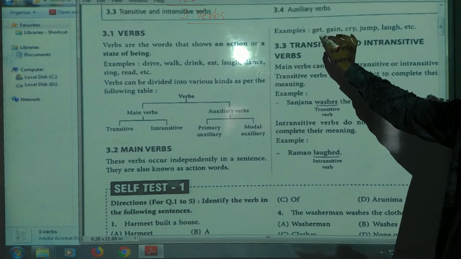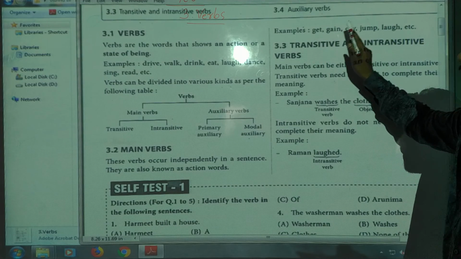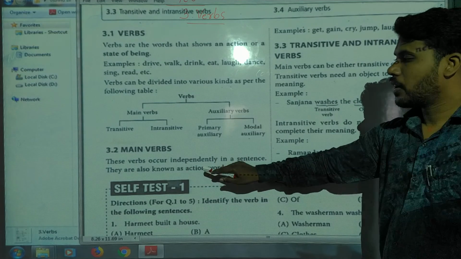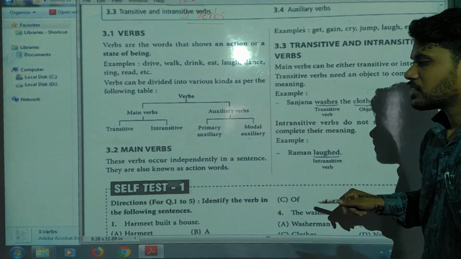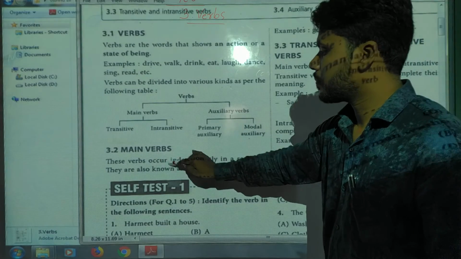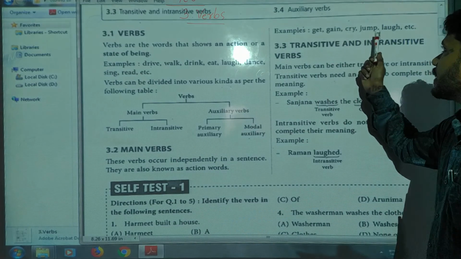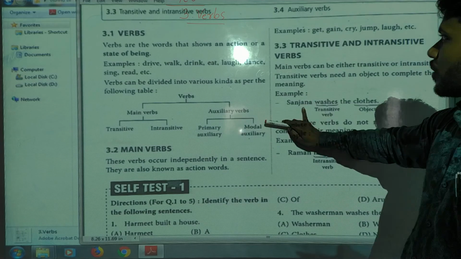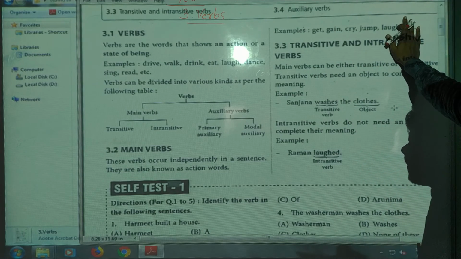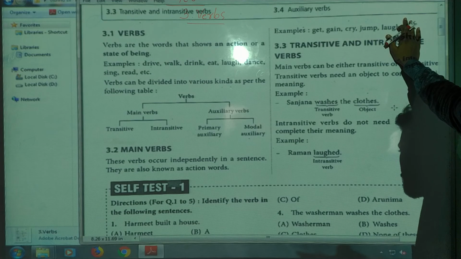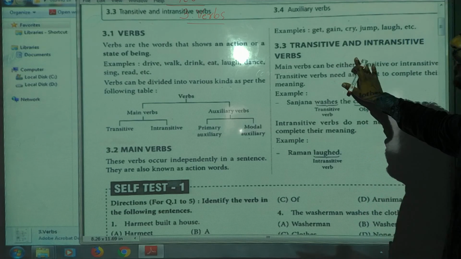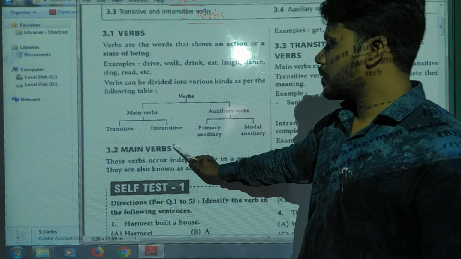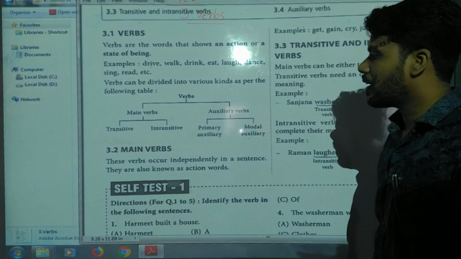So here these words already occur independently. These verbs occur independently in a sentence. Get, gain, cry, jump, laugh, etc. So this is a main verb. You can write some sentences also. Next, main verbs are again divided into two types, transitive and intransitive verbs.